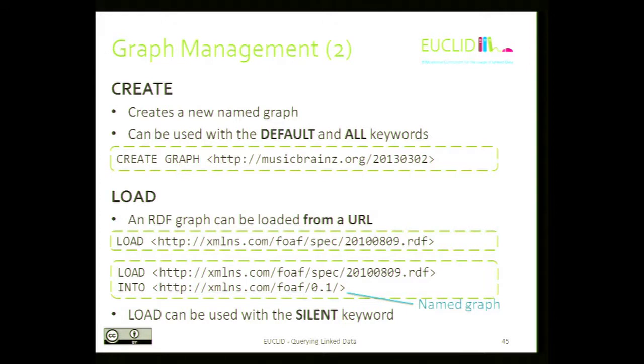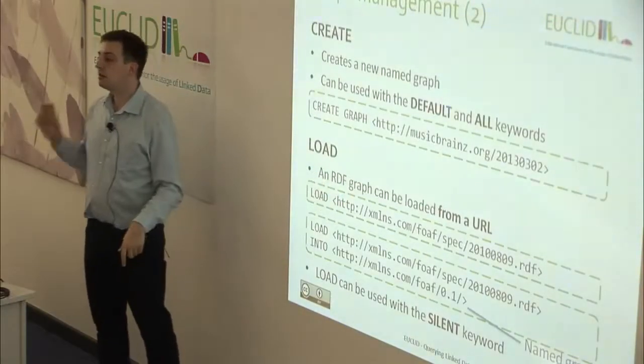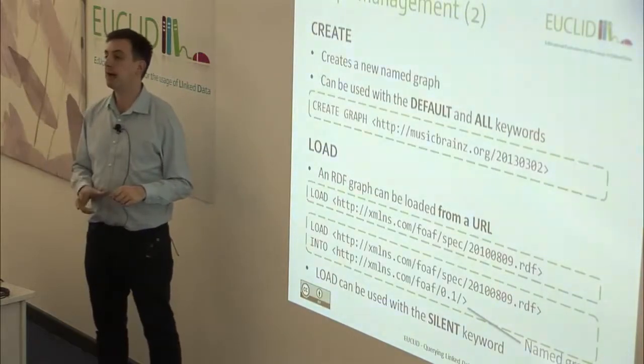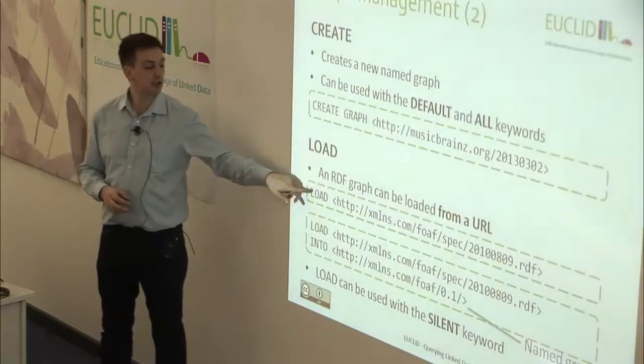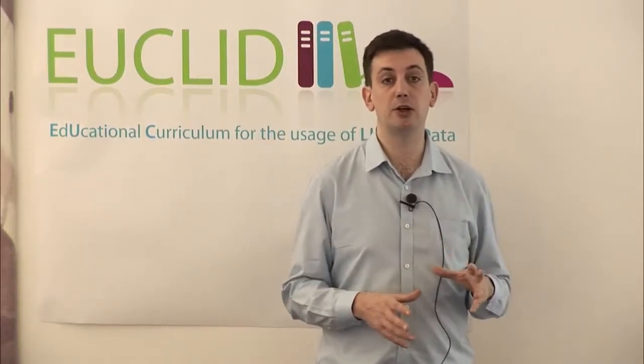So just a couple of examples. We could create the graph for the exercises. Okay? Create a graph for music brains with a particular timestamp. We could load, this HTTP URI is for the specification of the FOAF vocabulary. Now, if we just execute load and that URI, it puts all of the triples in the FOAF vocabulary document into the default graph. And you might have caught earlier that I said putting explicit triples into the default graph is not necessarily a good idea.